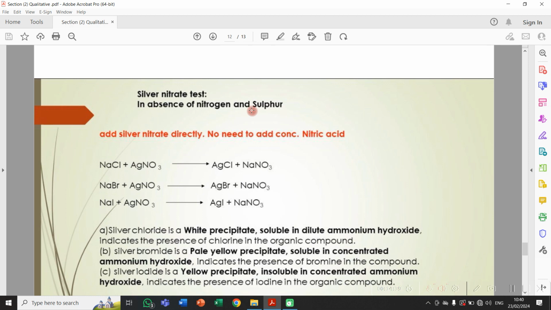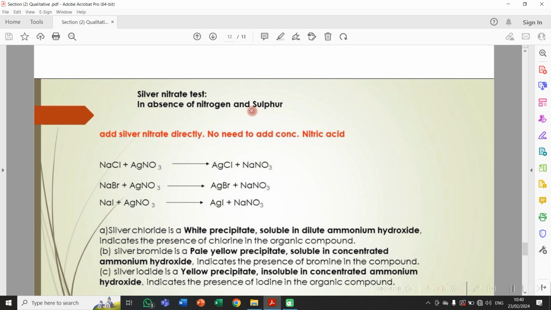After this, how can we detect the presence of sodium cyanide or nitrogen? By adding freshly prepared ferrous sulfate, and we will write 5 equations ending with a Prussian blue compound. How can we detect sulfur? By putting sodium nitroprusside, that gives us a purple color compound. How can we detect the halogen?